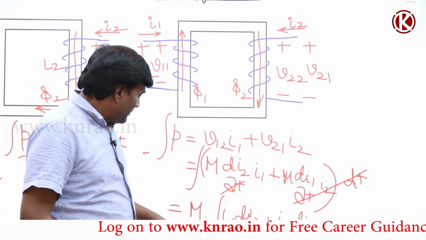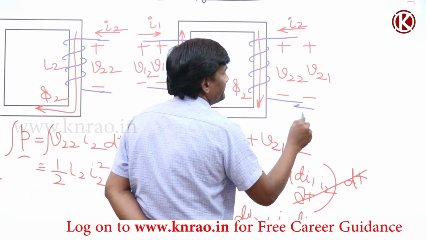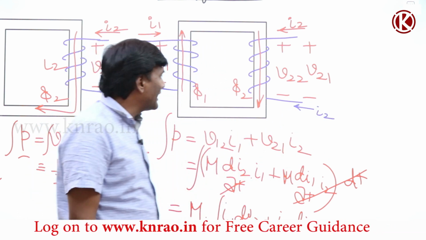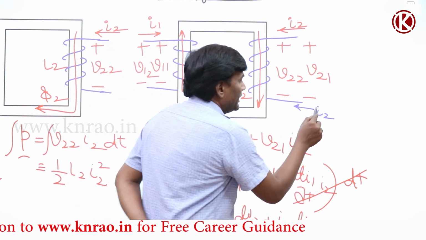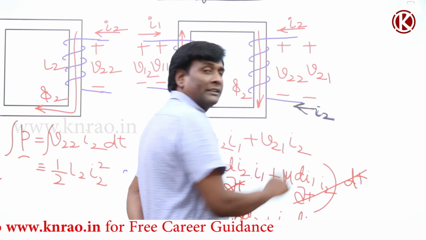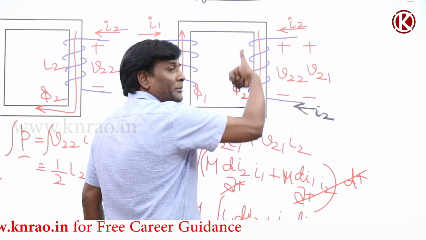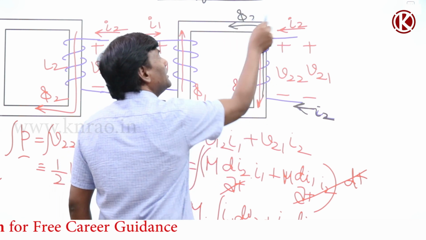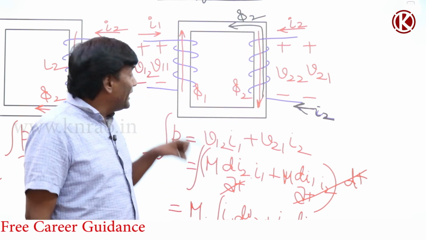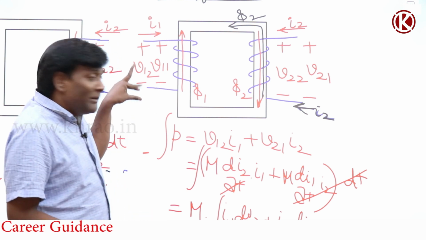If I think of my current in this direction, maybe let me take black. If the current is in this direction, then what will happen? My flux is going to be in the opposite direction. So if my flux is in the opposite direction, the net flux is going to be reduced. Net induced voltage is going to be reduced.